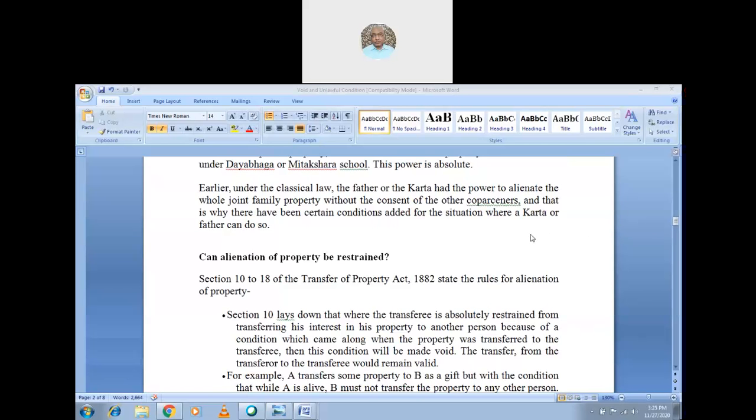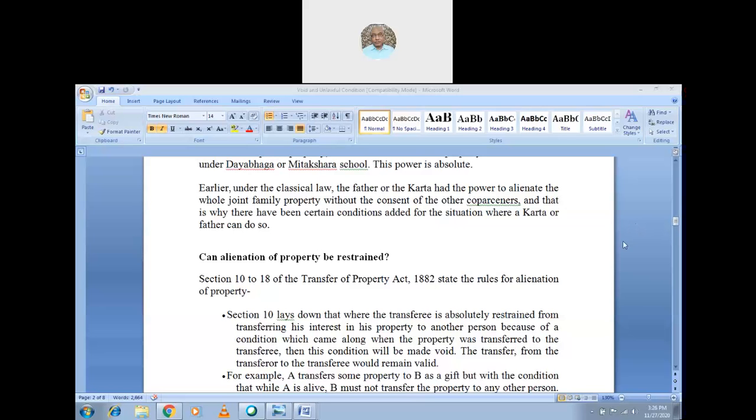Earlier, under the classical law, the father or the Karta had the power to alienate the whole joint family property without the consent of other co-partners, and that is why certain conditions have been added for the situations where the Karta or the father can do so. Earlier the Karta would have the full right to alienate the property in case of necessity, but now the rights are changed. If the other people are majors, he has to take the consent of these people also. So that is the position at present, so far as my knowledge goes.